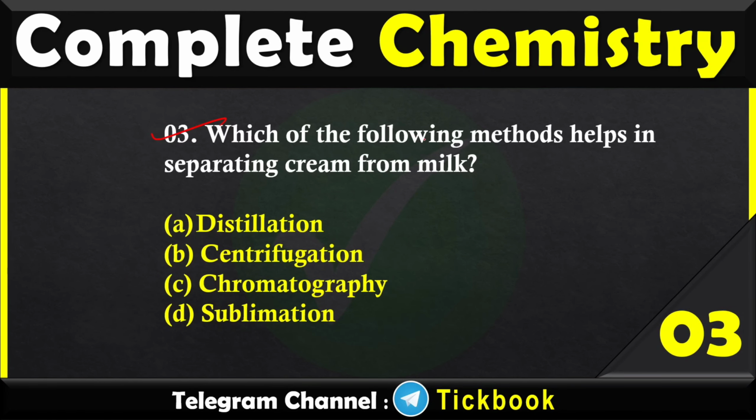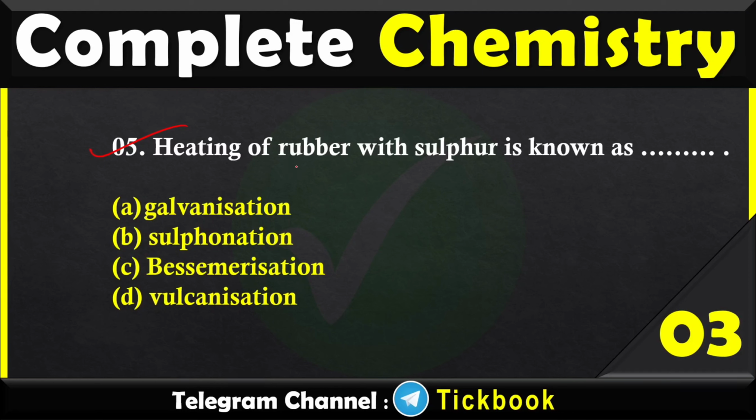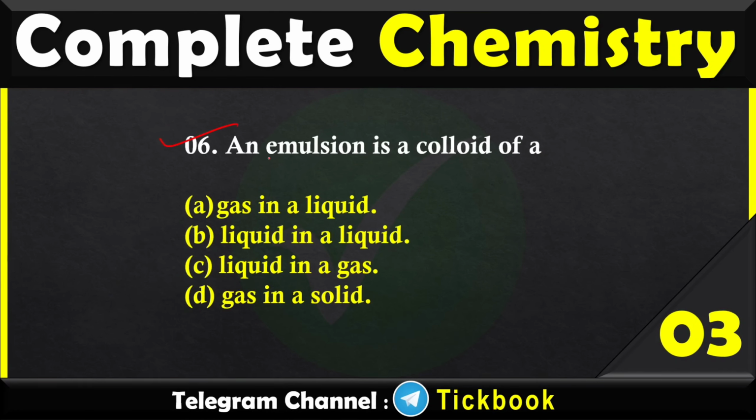Question number 3. Which of the following methods helps in separating cream from milk? Option number B is the right answer, centrifugation. 4. The process by which milk is converted into curd is called? Option number C, fermentation. 5. Heating of rubber with sulfur is known as? Option number D, vulcanization.